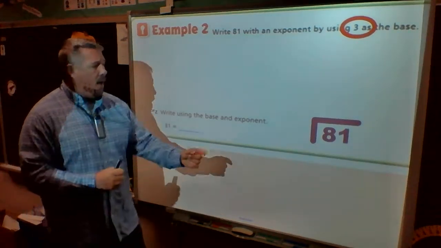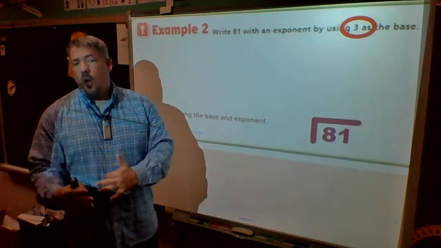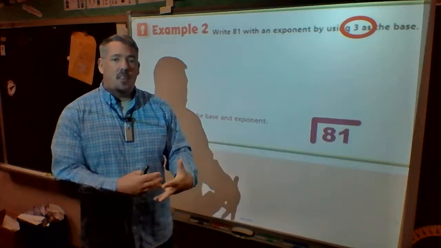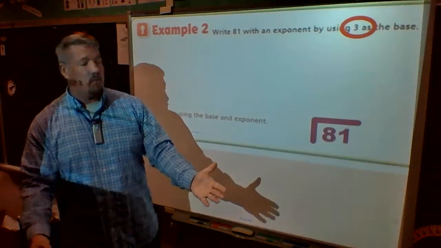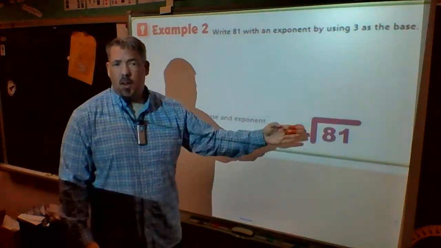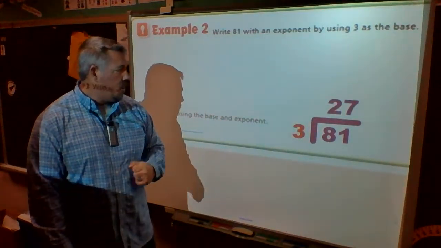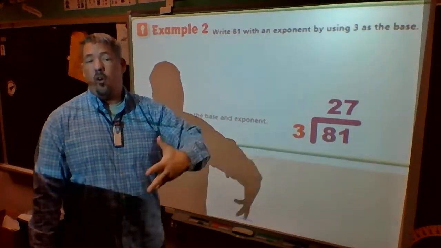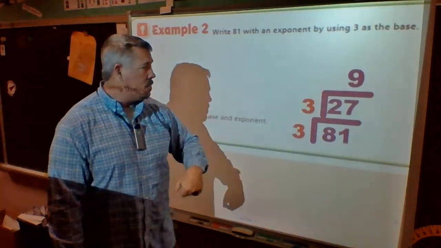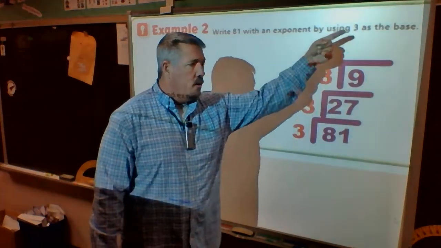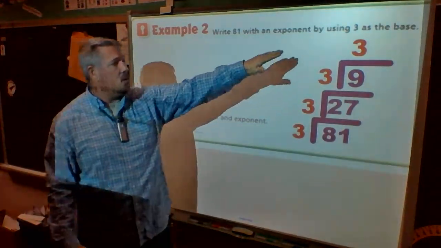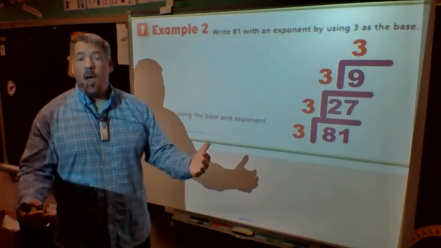But if I know that I have the number of 81, and I know that my exponent is going to be written with a base of 3, then I'm going to just divide by 3 until I'm left with nothing but 3's. So my prime factorization: 3 goes into 81. Well, 3 goes into 81 27 times. And then I'm going to continue to divide until I get all 3's. So 3 will go into 27. 3 goes into 27 9 times. And 3 goes into 9 3 times. So I ended up with all 3's, which was my goal, because that's what they told me I was going to write it with.